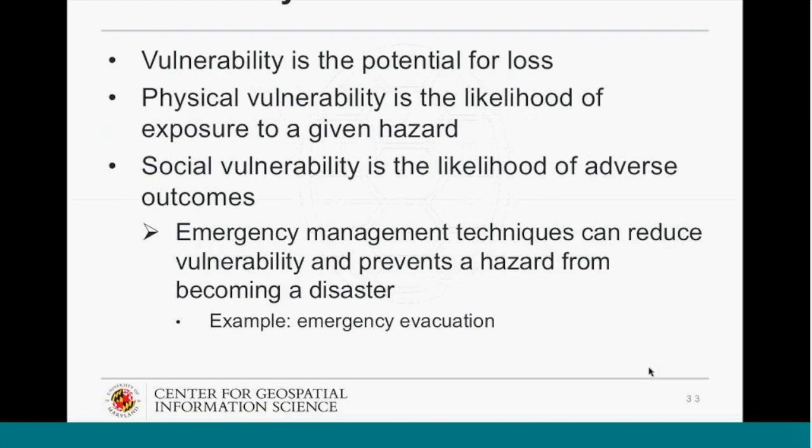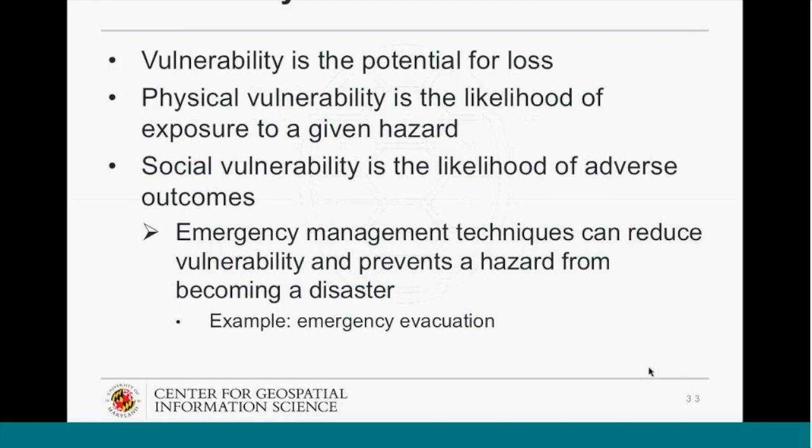And that's really kind of the major difference. Physical is really more the physical characteristics of the hazard. Social has a lot of other factors that go into determining what will happen to a person, right, or a group of people.